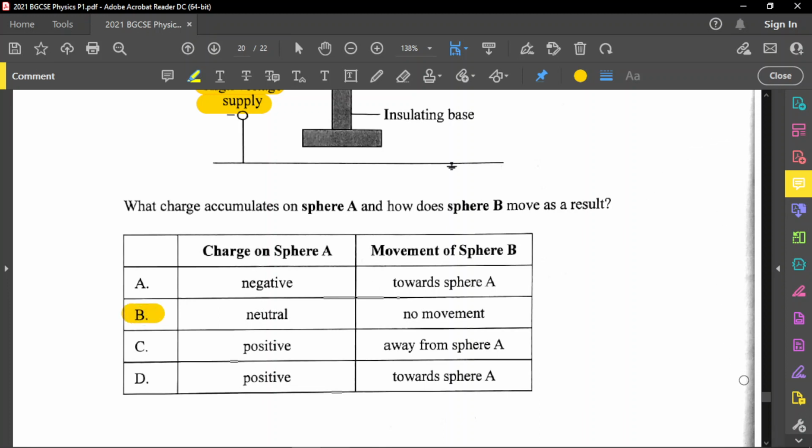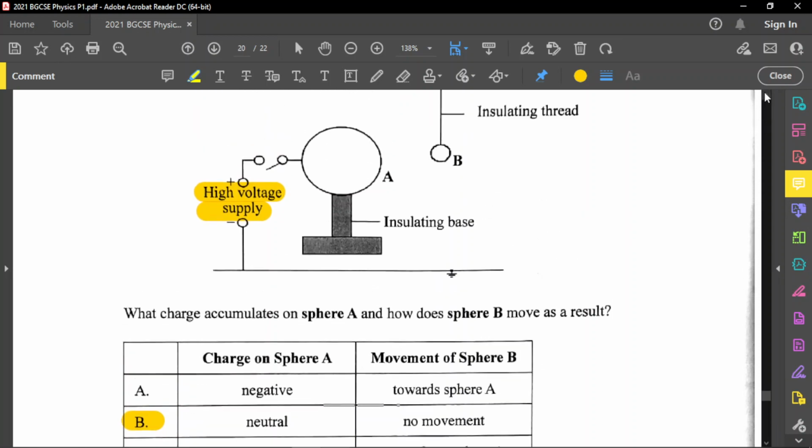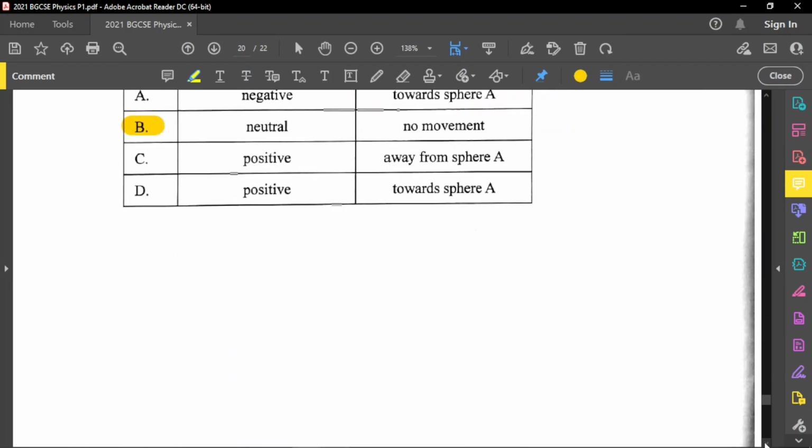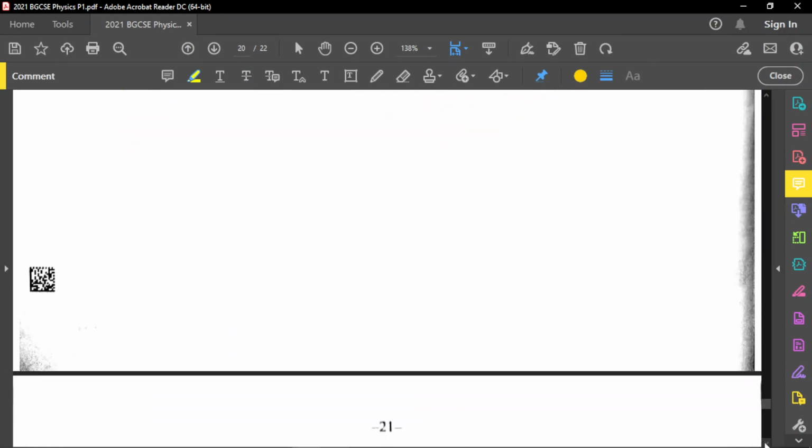All right. So for the small ball to move, the sphere would have to be charged. If you just use a single positive charge beside this, then this will lose all its electrons and become positively charged, and therefore B will move towards it. But in this case, the high voltage is connected directly to it, so the overall charge will be 0 or neutral, hence no movement towards the sphere.